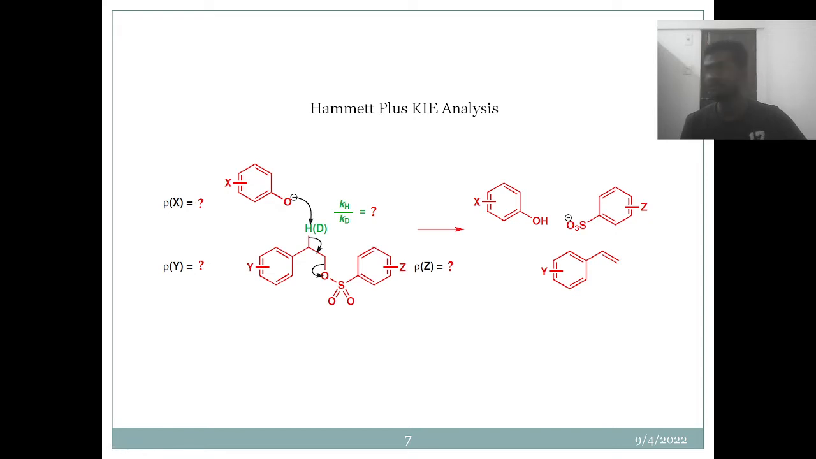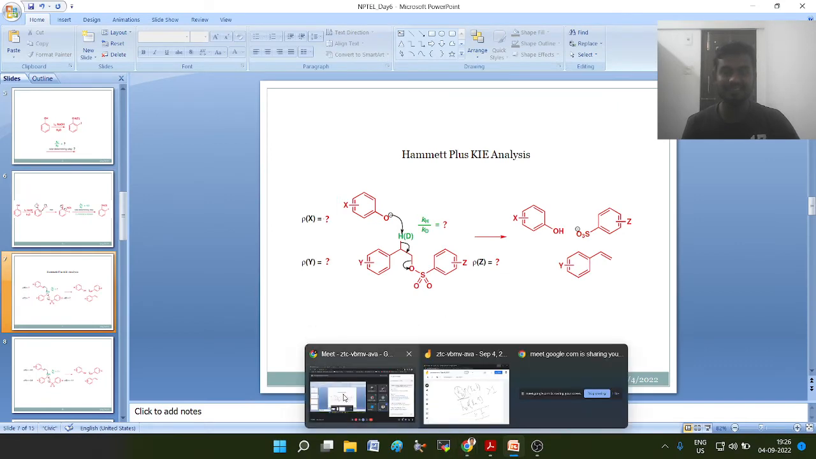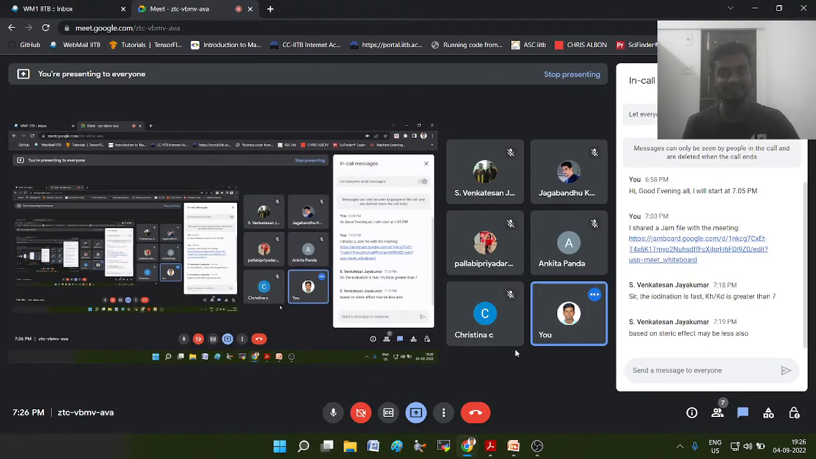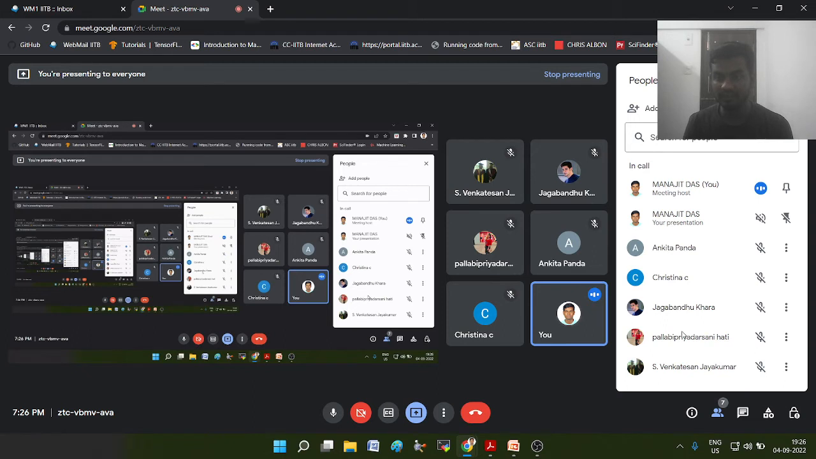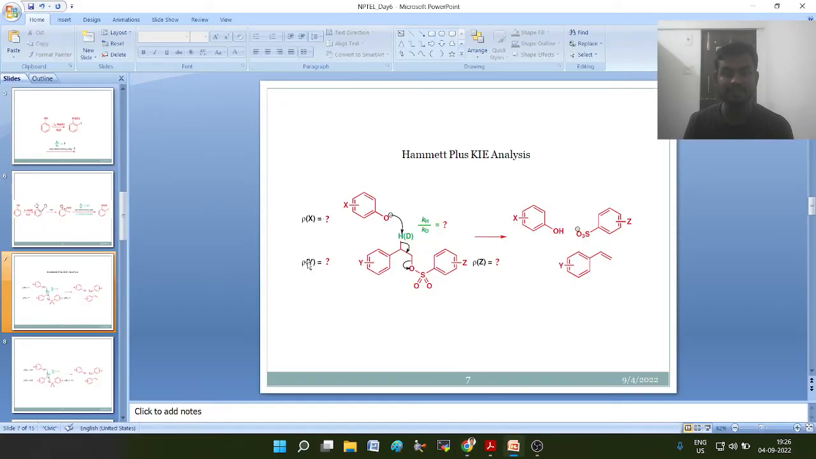So think about it. This time I expect you to please answer. I mean at least a few answers. One, two. Everyone. Jagabandhu, if you have any problem, let me know. Ankita, Pallavi, and Christina. That's all I can see. Any more? Yeah, Venkatesh. So you have four fill in the blanks here.